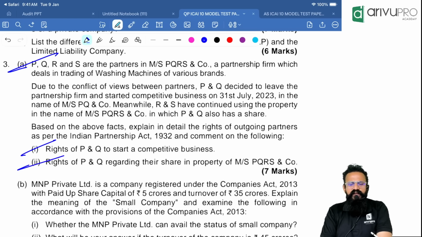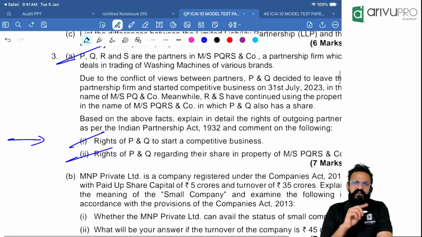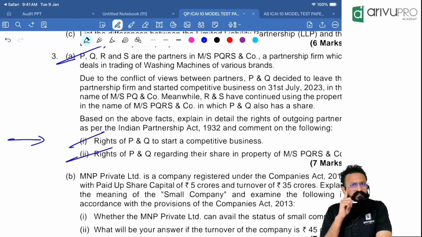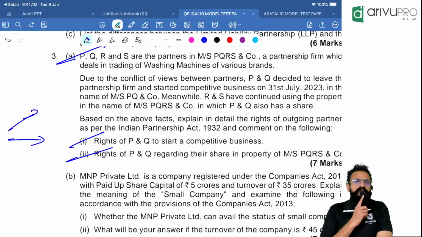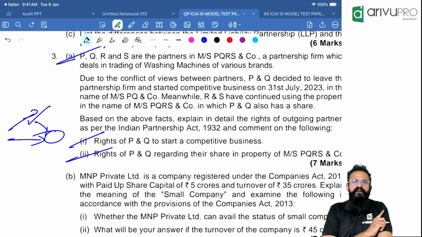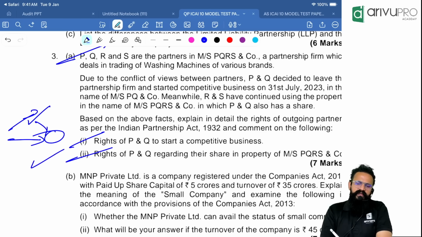Rights of P and Q regarding the share in property of PQ and RS. People, remember, whenever the partners are outgoing, after the partners have resigned or stepped away, if the remaining partners continue the business without settling the outgoing partners' share, then whatever money you are earning, you have to share the percentage with them as well, because you have not yet settled. So in this case, P and Q will be eligible for a share in the profits earned by PQRS. Done.